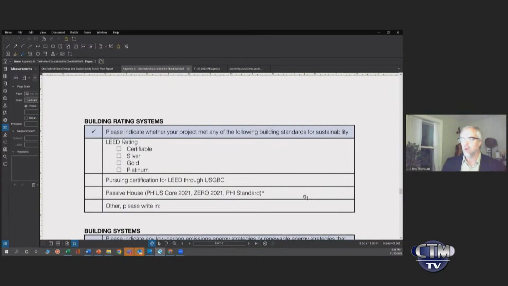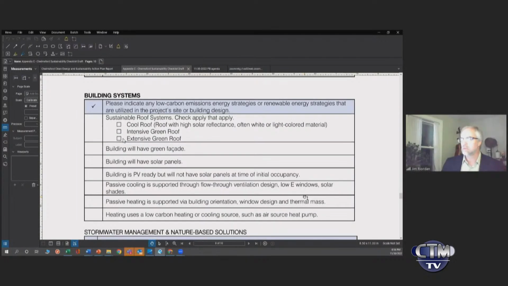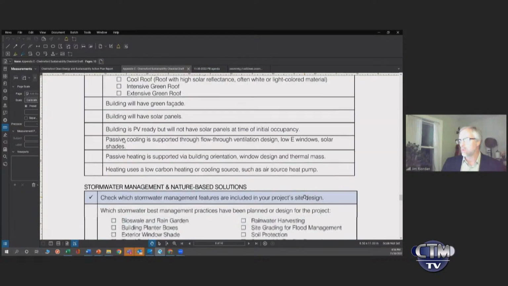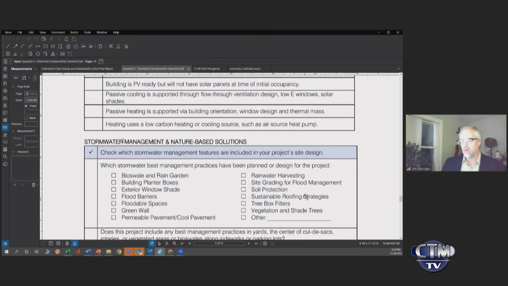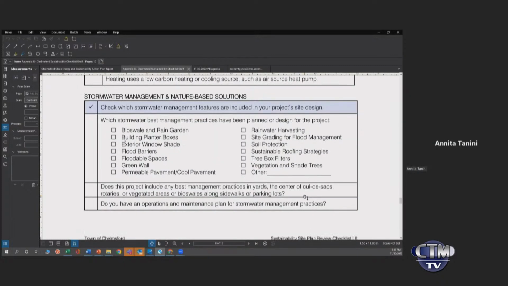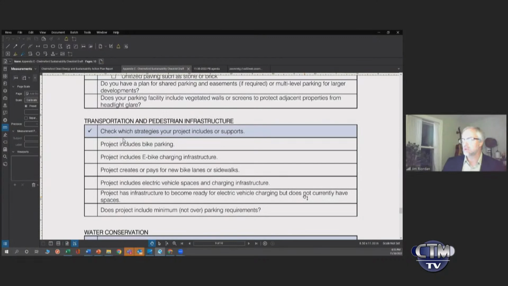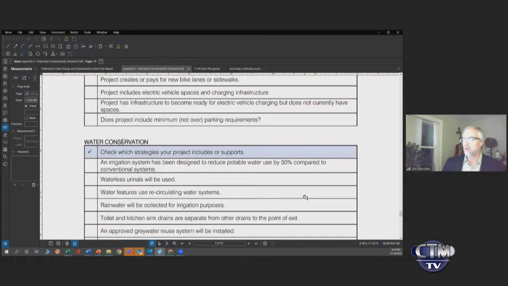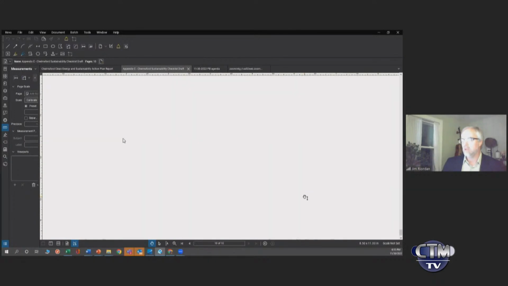So this is the building rating system strategies that they might be using at the site. The building system strategies, such as cool roofs, intensive green roof, green facades, etc. Stormwater strategies, whether these might be bioswales, rainwater harvesting, tree box filters, transportation and pedestrian infrastructure strategies. So some inclusion of bicycle parking, e-bicycle charging stations, etc. Water conservation, landscape design, and I think that concludes the checklist. So yeah, that concludes the checklist.